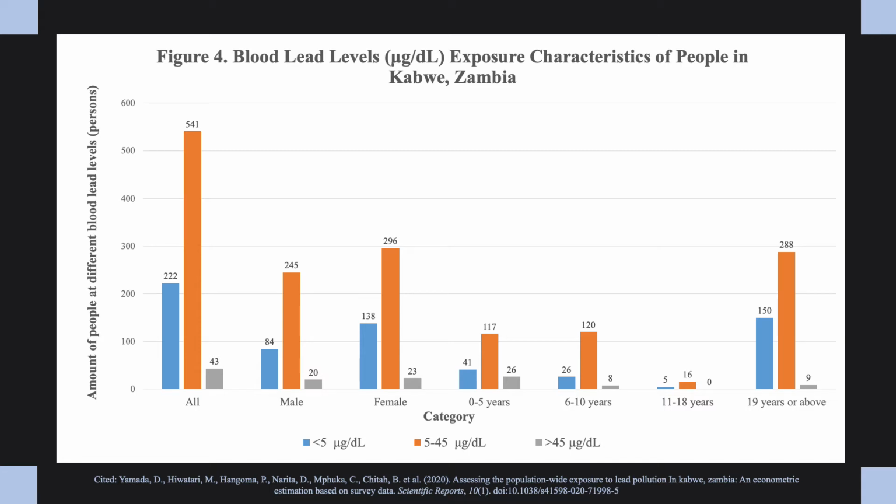CDC regards 5 micrograms per deciliter as a reference level for lead poisoning, and chelation therapy is recommended for those with blood levels above 45. Overall, this data further suggests children under 5 are the most vulnerable to lead poisoning.